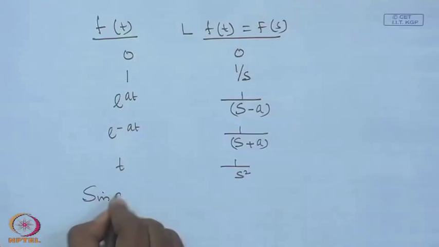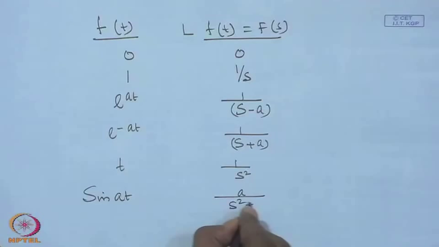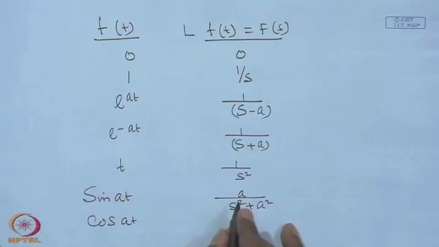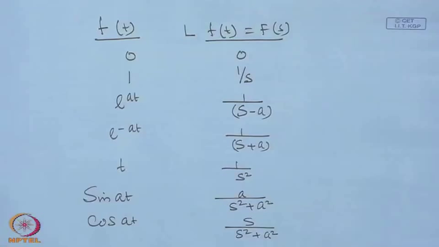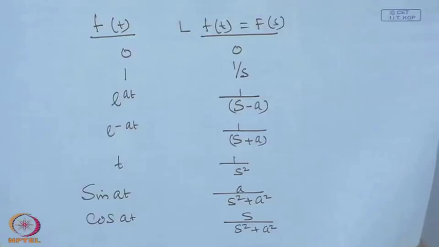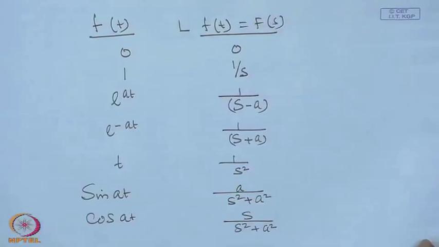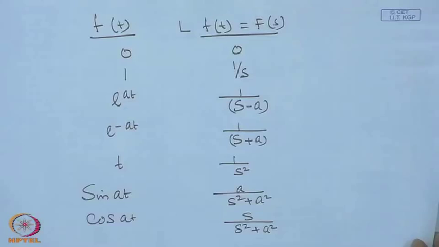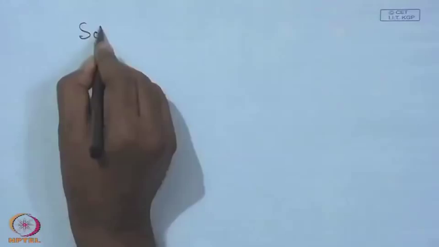For sin a t, this will be a divided by s square plus a square. For cosine a t, this will be s divided by s square plus a square. So, these are some typical Laplace transforms of simple functions, from the t domain to the s domain. These functions are quite common. In books like Kreyszig, or similar fundamental books for first year undergraduate courses, there are hosts of functions available in tabular form where the Laplace transforms are given. Now, with this background of the Laplace transform, let us see how it can be utilized for the solution of partial differential equations.